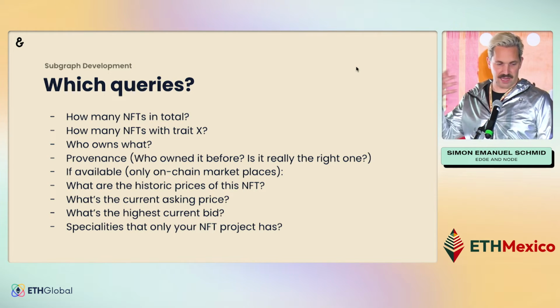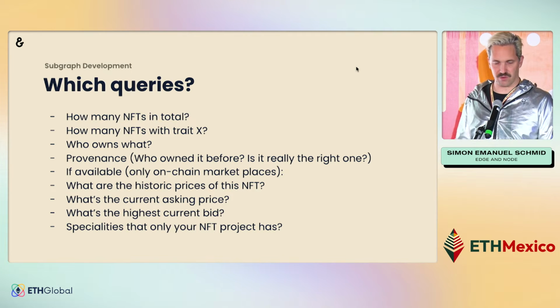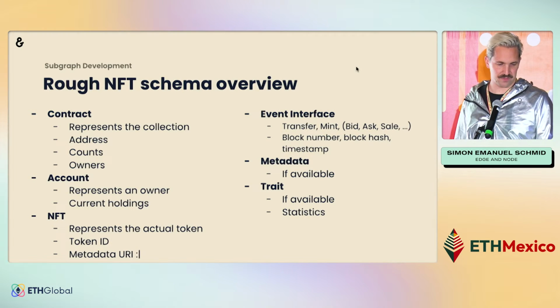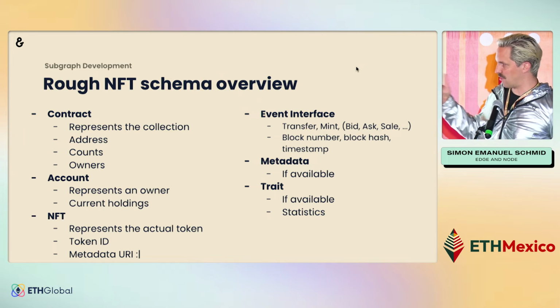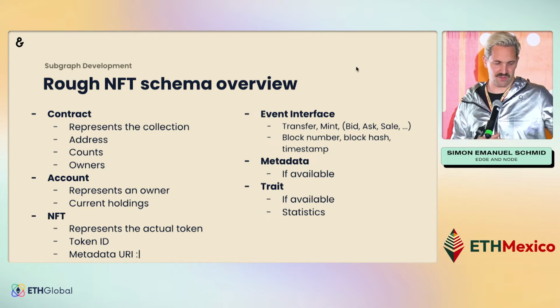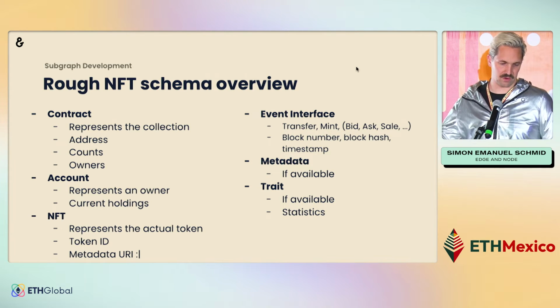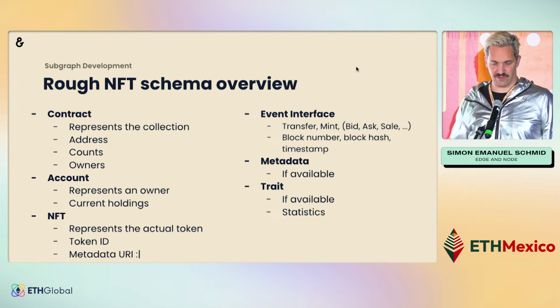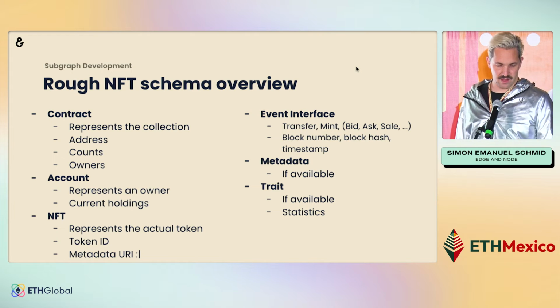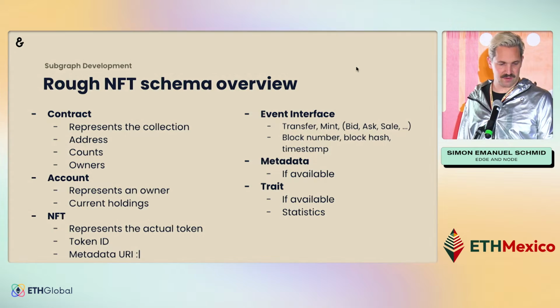You can think about what queries you really want before you start to write the subgraph. For NFTs, it's how many NFTs there are in total, who owns what, and what the provenance is. We have a rough schema for how you would model that in a database. You have a contract, which represents the collection. You have an account, which are the owners. Then you have the NFTs, which are linked to the account and also the contract. Then you can store all the events for later reference, and store the metadata and traits if you have them. That's roughly how I would model it.